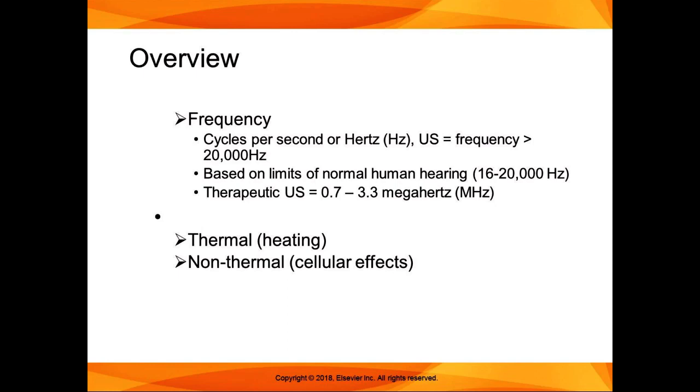Most therapeutic ultrasound has a frequency of between 0.7 to 3.3 megahertz, otherwise known as 700,000 to 3,300,000 hertz. So way over normal human hearing. And the energy absorption through the body at those frequencies tends to be in a depth of from 2 to 5 centimeters of soft tissue. So around 1 inch to 2 inches. So the ultrasound has thermal effects, or heating effects, and then it also has non-thermal cellular effects.